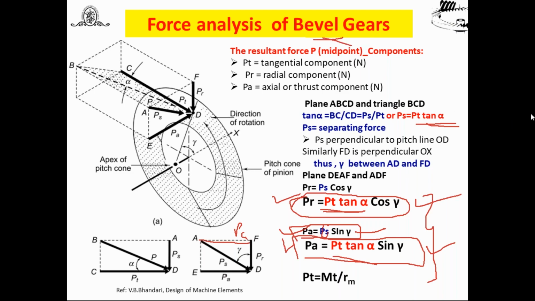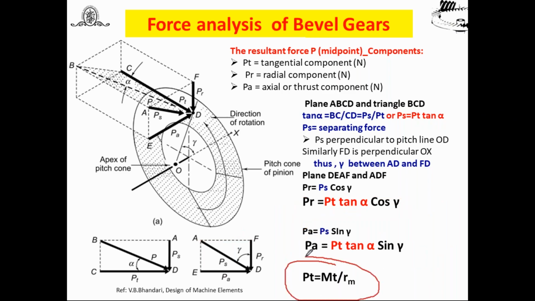But how to find out the tangential component? Now remember one important thing here. I have not written the capital R or just R here. The R means the pitch radius, you know very well. Here we are not considering it at the large end. We are considering it at the middle edge. That's why RM is written, that means the radius at the midpoint. While calculating the tangential force in bevel gear, PT is equal to MT upon RM, and you have to consider this only in the force analysis case.